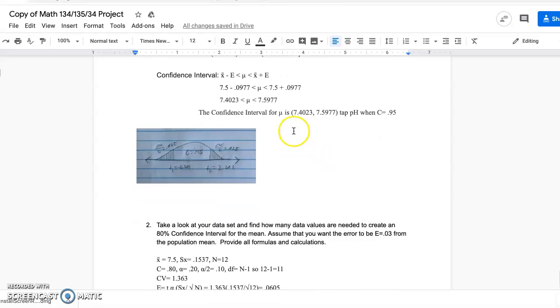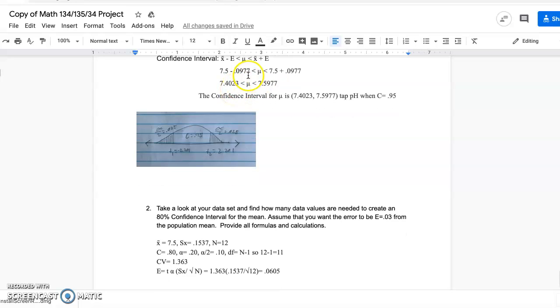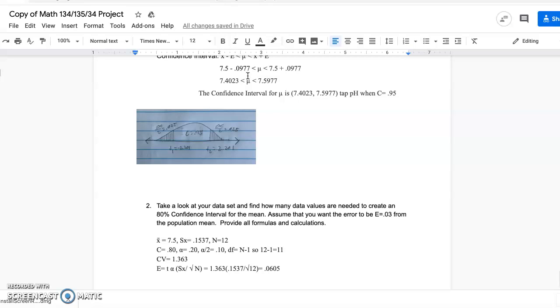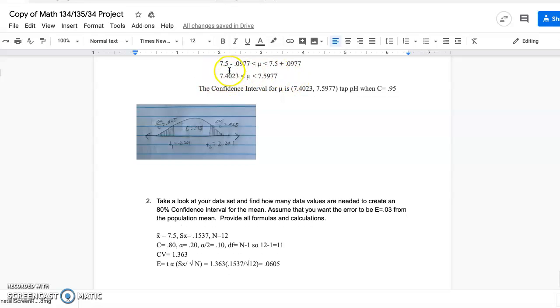For the confidence interval, we use the formula given here, which is x bar minus e less than mu less than x bar plus e. So we plugged the numbers in here, and we got 7.5 minus 0.0977 less than mu less than 7.5 plus 0.0977. For the left side, subtracting it, we got a total of 7.4023. And for the right side, we added them, and we got a total of 7.5977. So that's given right there.